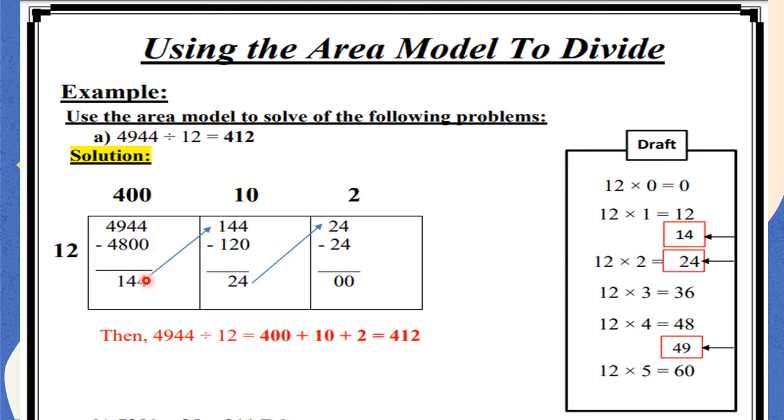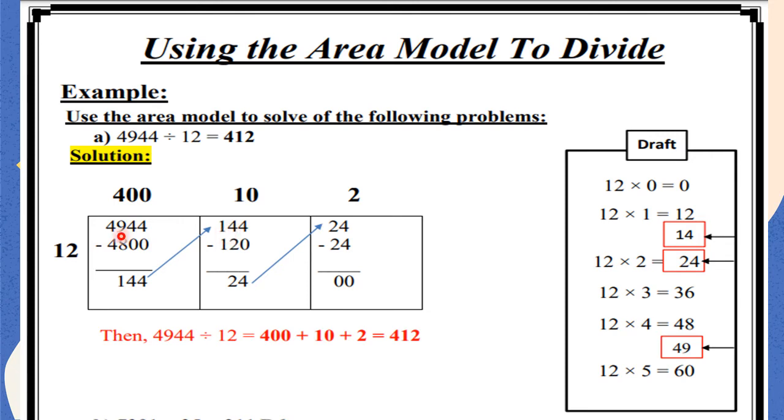4 minus 0 equals 4. 4 minus 0 equals 4. 9 minus 8 equals 1. And 4 minus 4 equals 0, which has no meaning. And now, we finished the first step. So, let's take 144 to the other side, or another section, to solve it. We have 144 here. Take the first two digits as we said before.